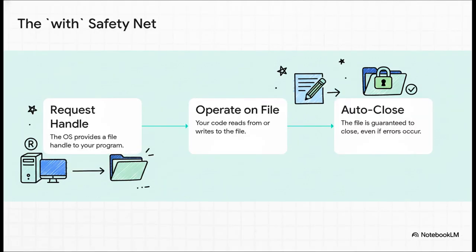And this is exactly why you should always use the with statement when you're working with files. Think of it as a safety net. It absolutely guarantees that the file handle, that connection to the file, is properly closed and given back to the operating system no matter what happens, even if your code crashes. It's just the non-negotiable professional way to do it.